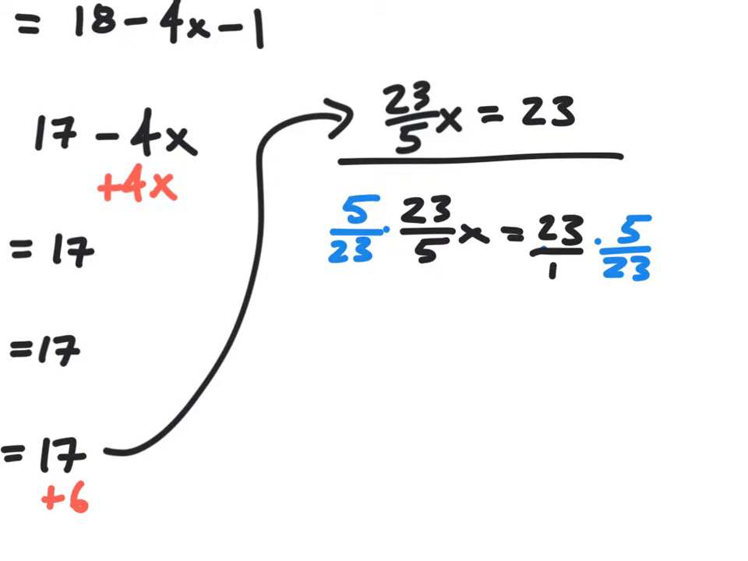So what happens is that the 23s divide out, the 5s divide out. You are simply just left with x, and then this is equal to, now over here, the 23s divide out to 1 over 1. So I can cross those out, and I'm just left with x is equal to 5 over 1, which is just 5.